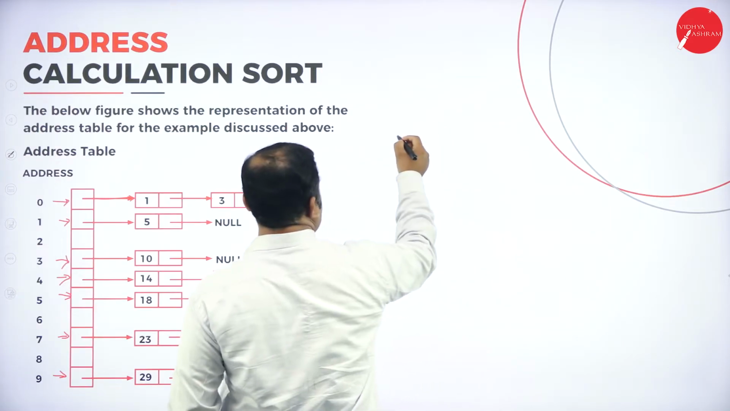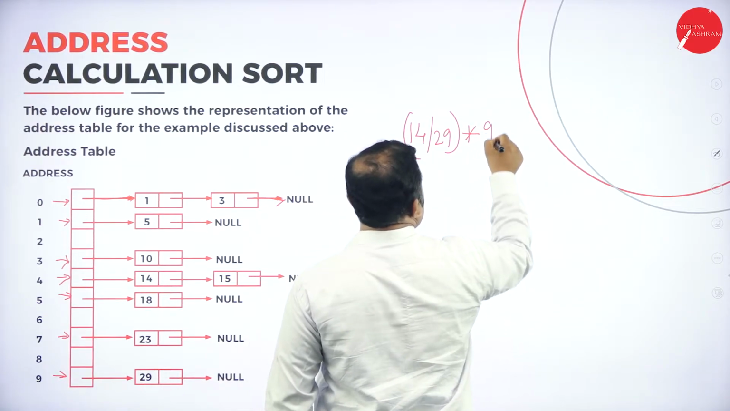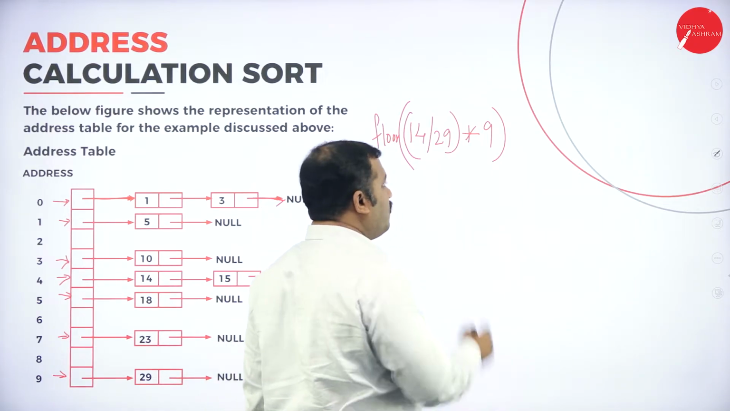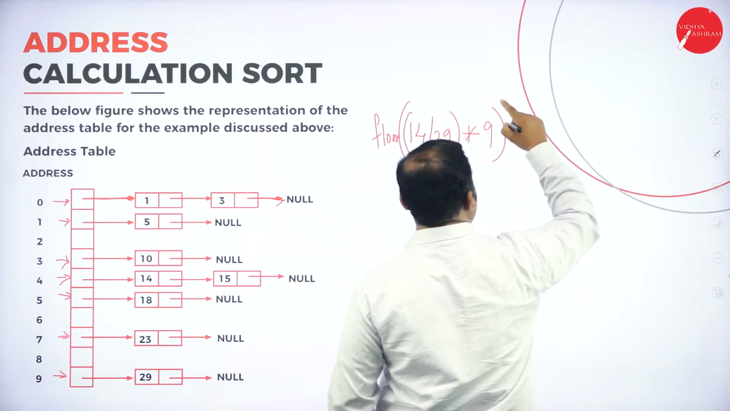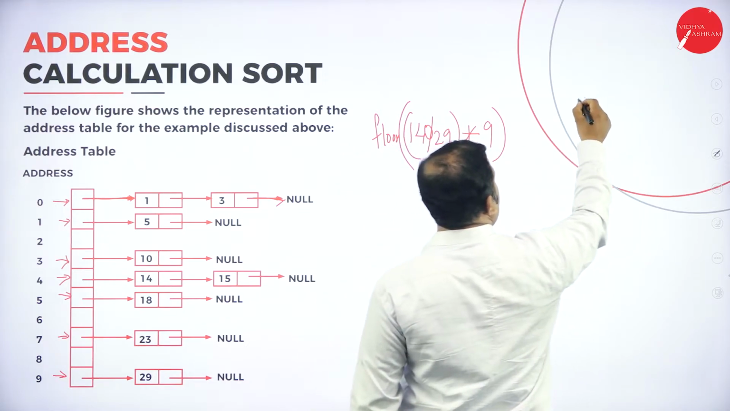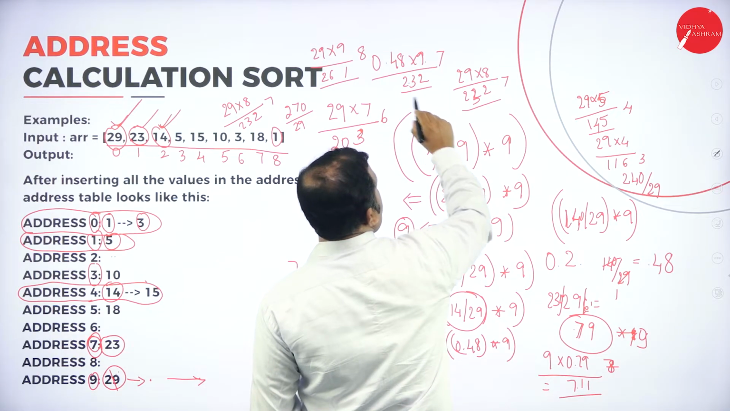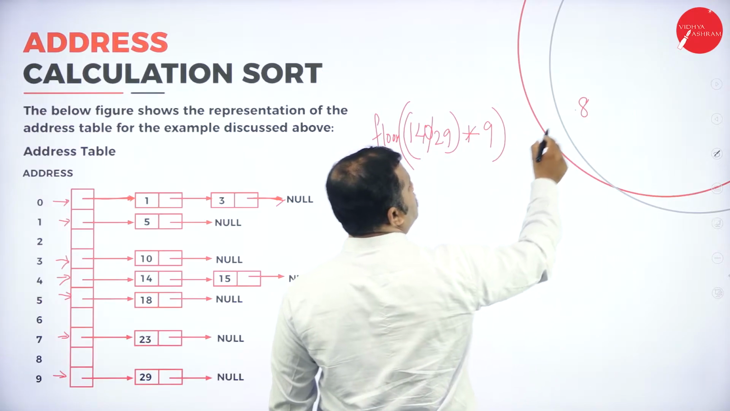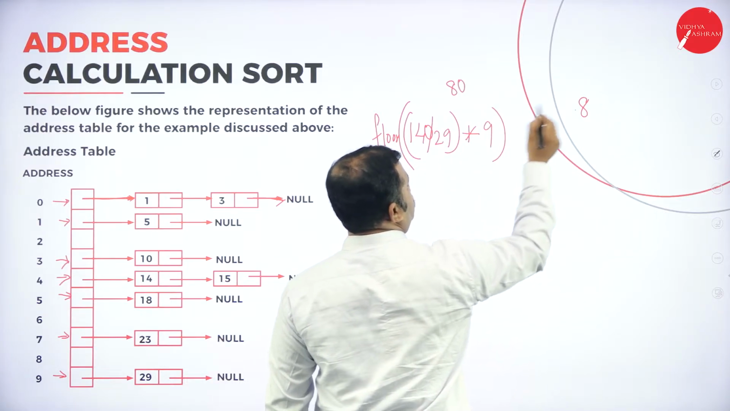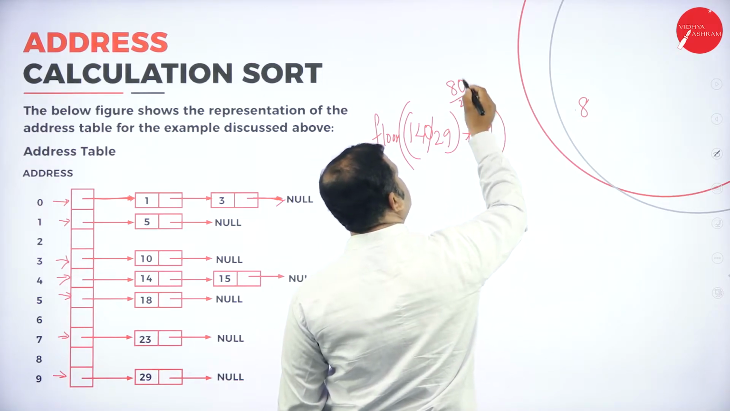That is, let me tell you, 14 divided by 29 star 9, floor of this. What is the value of this 14 divided by 29? Let me calculate it here. If I apply the point here, this becomes 140. 29 into 8 is 232. We have seen already. That is 232. We are left with 8 again. 0. What is the value we get? 80. Again 80 is to be divided by 29. What is the value we get?